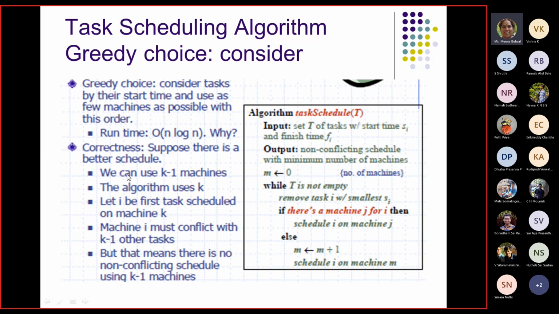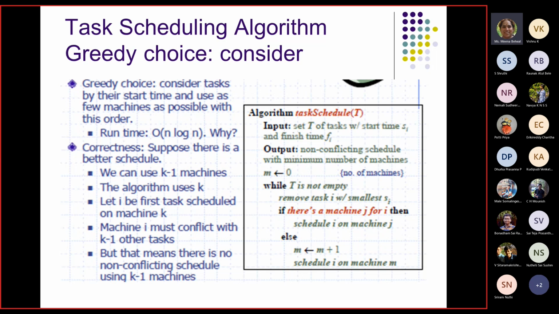Okay, so the reasoning is given here. We can use k minus 1 machines, but our algorithm uses k. That is a contradiction. We are saying that we need to use k machines. To prove it by contradiction, we will say that we can use k minus 1 machines. Then let I be the first task scheduled on machine k. Then task I must conflict with k minus 1 other tasks. So that will mean that there is no conflicting schedule using k minus 1 machines. That means your initial assumption was not correct. Like that, you can prove that this greedy choice gives you the minimum number of machines.